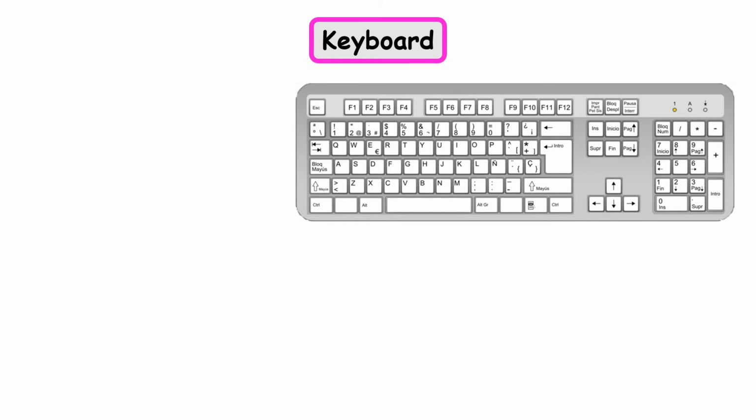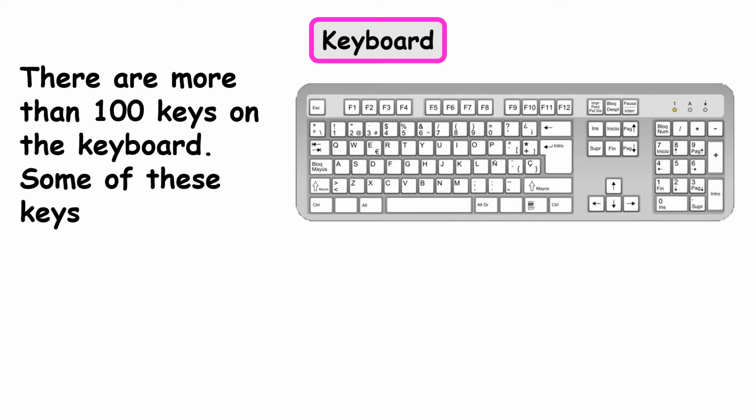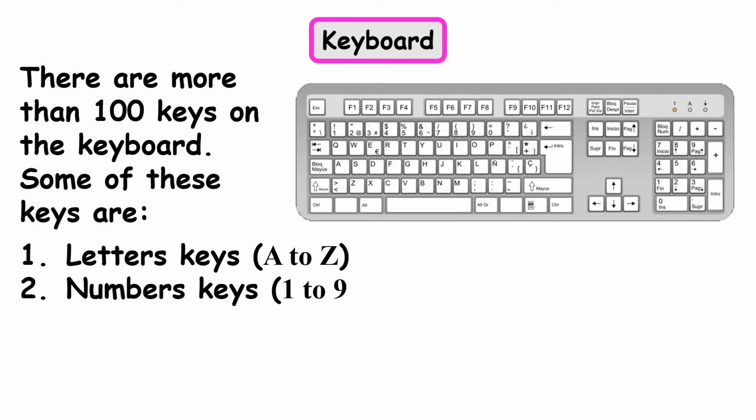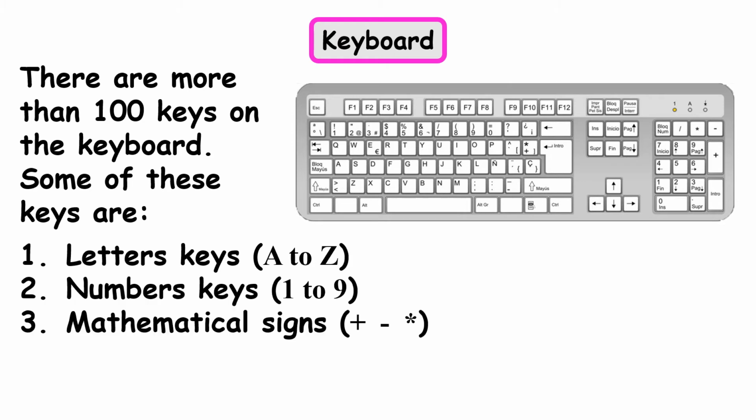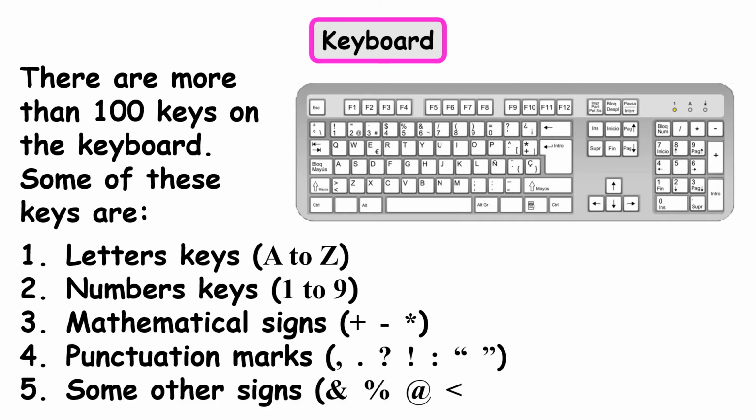Students, let us now study in detail about the keyboard. The keyboard and the mouse are used to enter data into the computer and so they are called input devices. The keyboard is a flat rectangular plastic board with many buttons. These buttons are called keys. There are more than 100 keys on the keyboard. Some of these keys are letter keys, number keys, mathematical signs, punctuation marks, and some other signs.